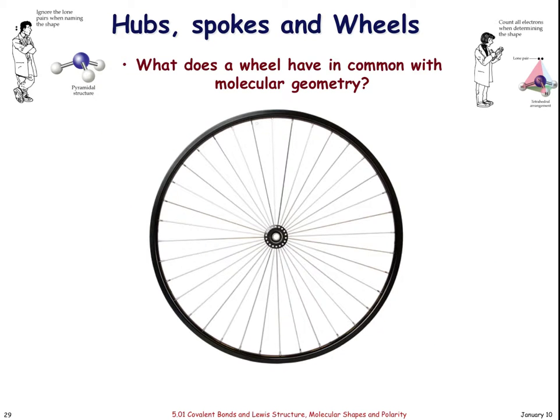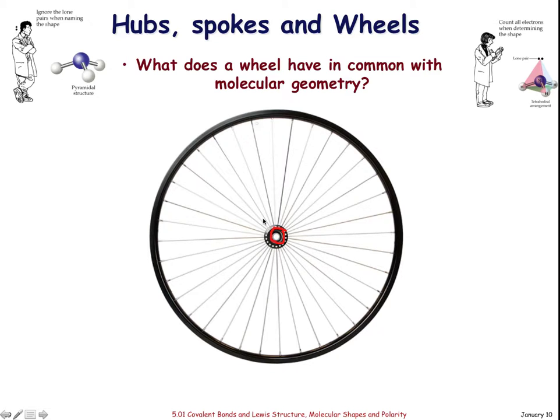My shortcut starts with a wheel and a spoke. If you think about a bicycle wheel, which you see right here, you have a hub, and the hub is right in the center, and there are spokes going out to the periphery of this wheel that connects it to the hub.